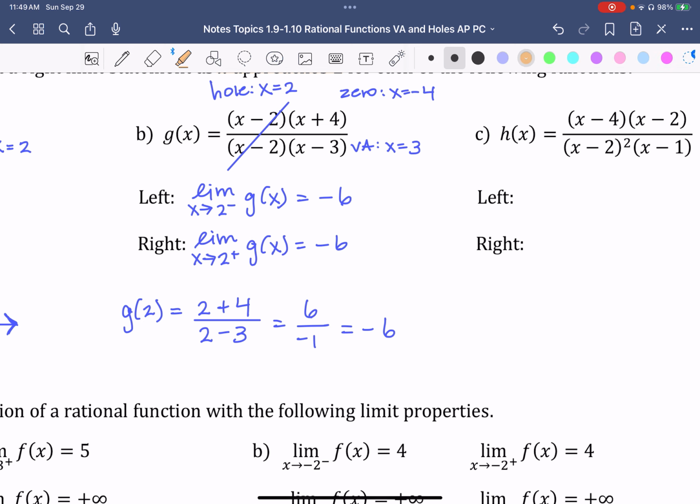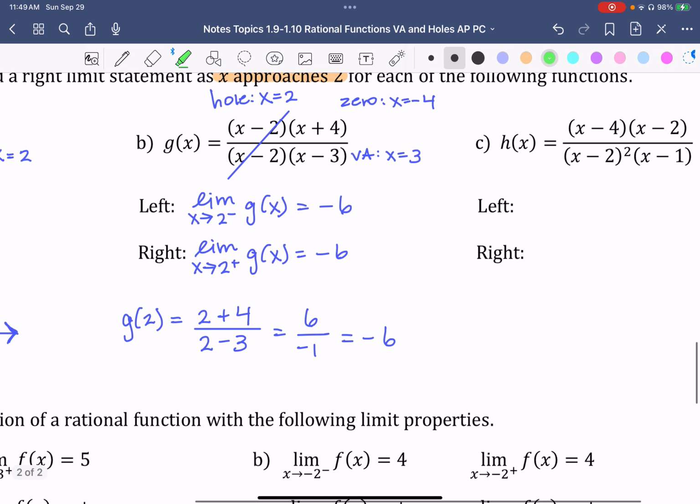Okay, so just as a recap, we got the hole at x equals 2. I plugged 2 back into what was left over. So g of x was equal to x plus 4 divided by x minus 3. And I plugged in the x coordinate of the hole. Okay, we plugged in the x coordinate of the hole and we got the y coordinate. This is the y coordinate of the hole.